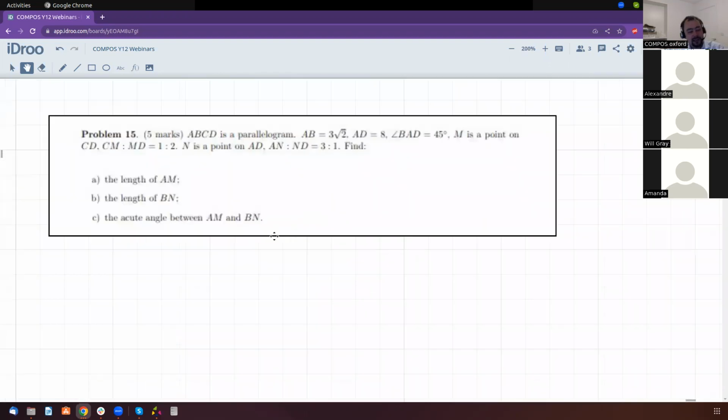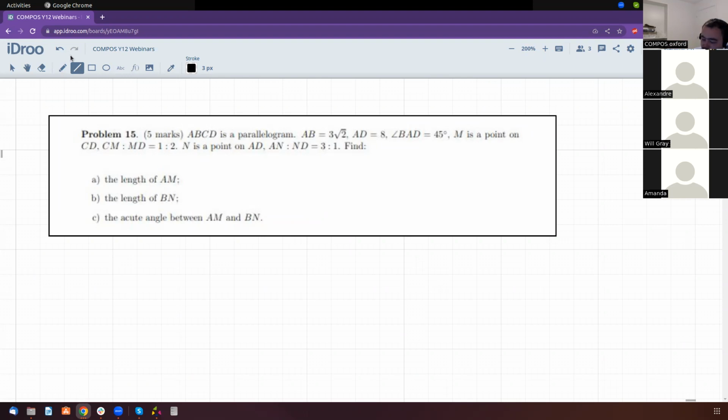Problem 15. Now, of course, I prepared 2 maths problems for you, and I'll just show you my approach to them. This is not a single correct approach. So this is one of the math problems. I think it's one of the extra problems, so one of the optional. ABC is a parallelogram. AB is 3 square root of 2. AD is 8, angle BAD is 45 degrees. M is a point on CD.